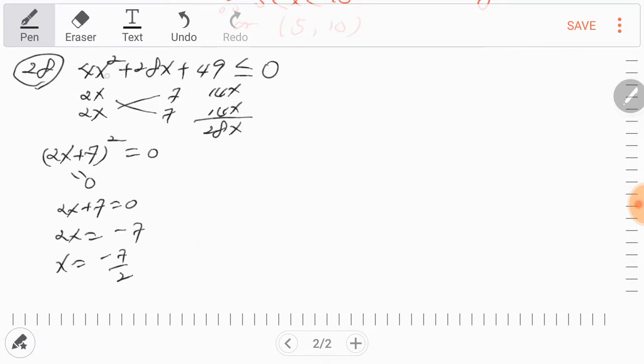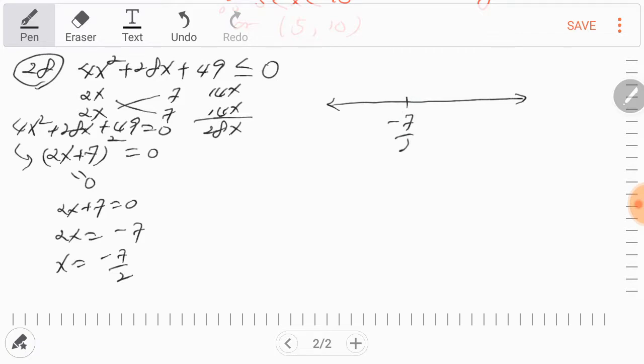I forgot writing the equation equal to 0. So actually 4x squared plus 28x plus 49 is equal to 0. Then this is equal to this, right? So let's draw a number line. So plot this point, negative 7 over 2. If x is negative 7 over 2, then y value is 0. Okay, so this expression is equal to 0, right? And we are looking for equal to 0 and less than.